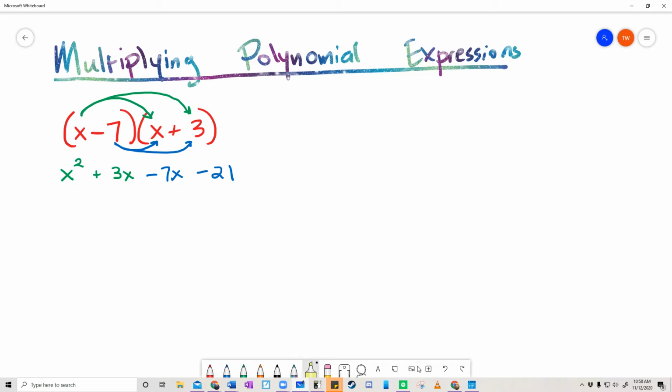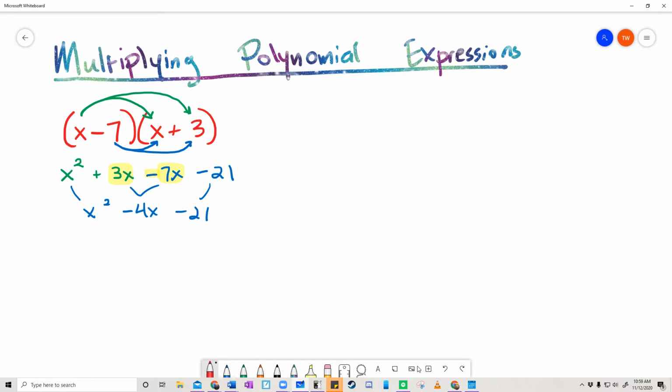Once you do that, you look for like terms, or terms that have the same variables and exponents. So I notice I have these two x terms. I should include the minus. I'm going to combine those. 3x minus 7x is negative 4x, and I bring down the other terms. So I bring down the x squared, and I bring down the minus 21, and I'm done.